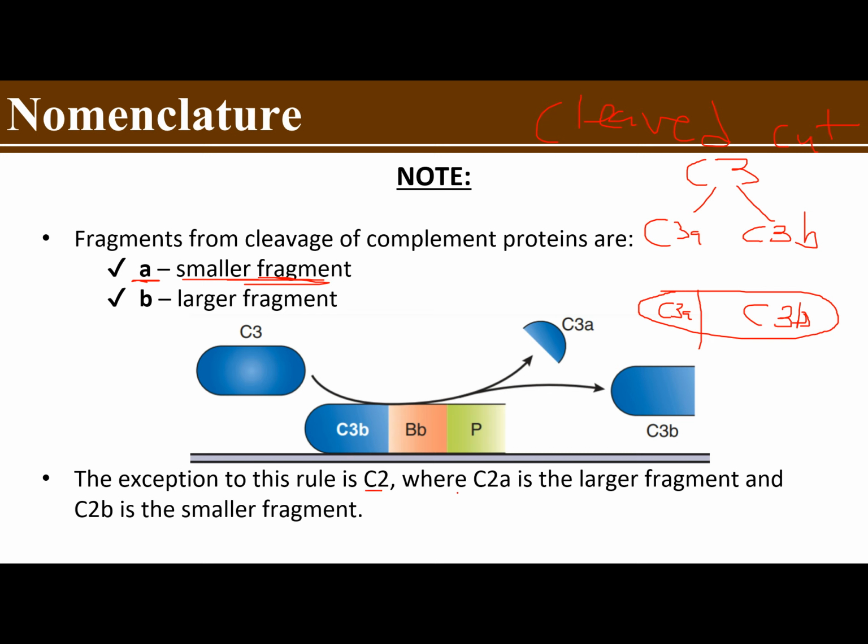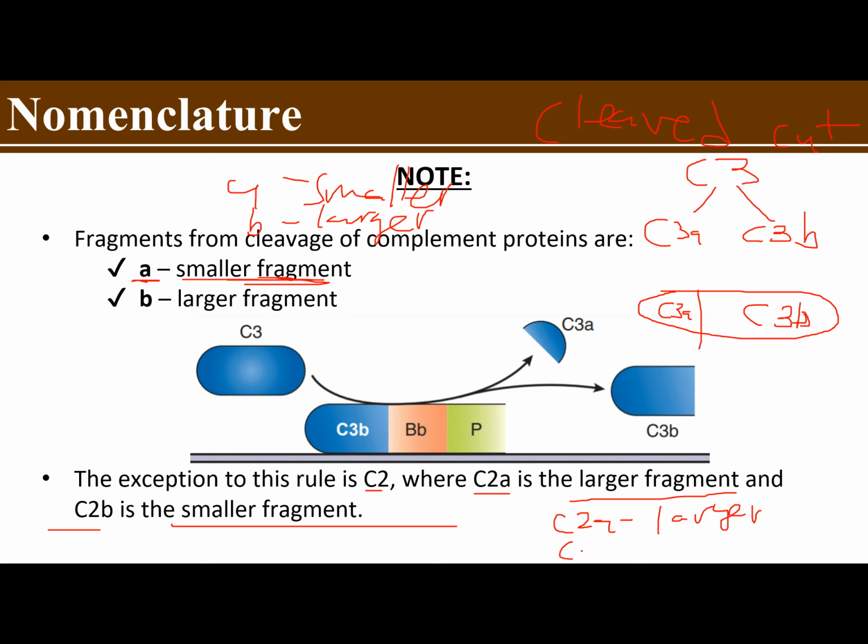C2 is the only one that is opposite, class, wherein C2A is the larger fragment and C2B is the smaller fragment. So aside from the rest of the complement protein class, A would be the smaller, B would be the larger, but again there would be an exception, which is your C2. In C2A class, this one would be the larger fragment, and for C2B, it would be the smaller fragment. So do take note of that.